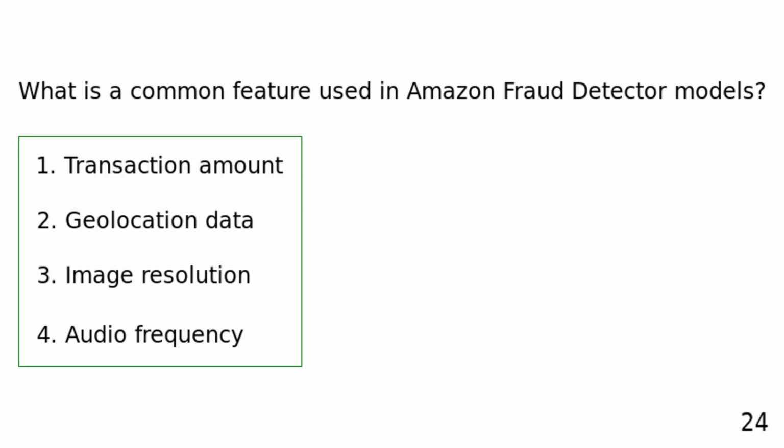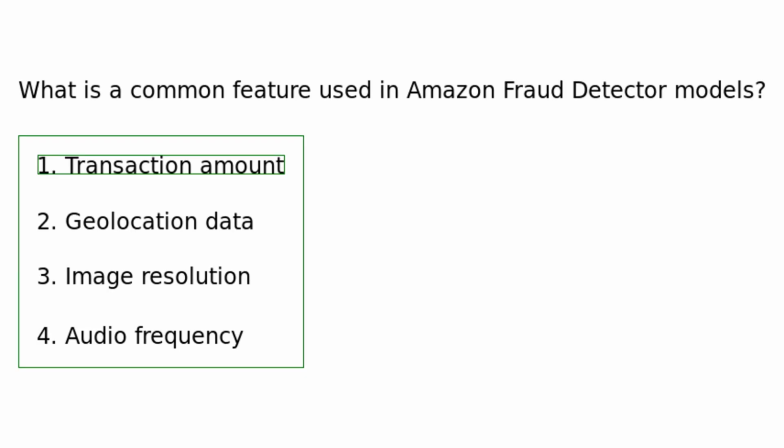What is a common feature used in Amazon Fraud Detector models? Transaction amount. Geolocation data. Image resolution. Audio frequency. Transaction amount is a common feature used in Amazon Fraud Detector models to assess the risk of fraud.